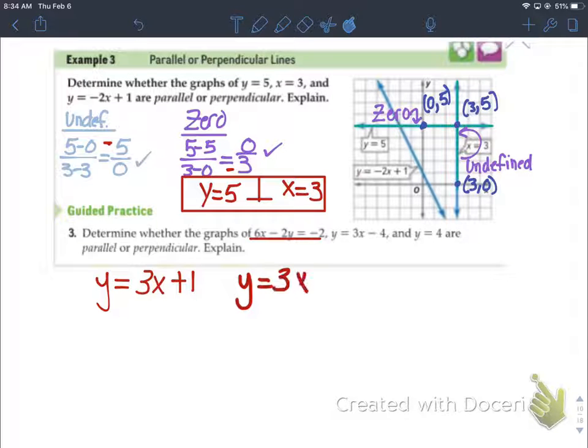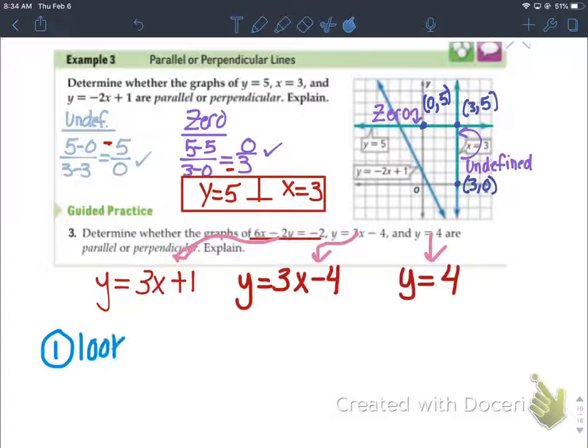Okay, so yesterday we looked at this example right before the bell rang. This example here, we rewrote the first equation. Instead of it saying 6x minus 2y equals a negative 2, we rewrote it so that we had y equals 3x plus 1. Now we're going to compare that equation to the 3x minus 4 equation that was given to us and the y equals 4 equation, which was also given to us.